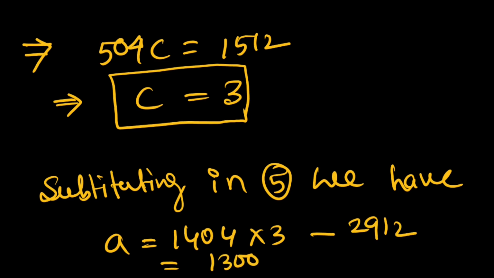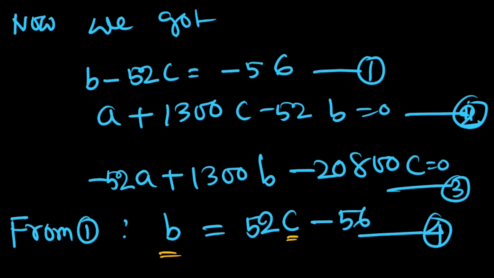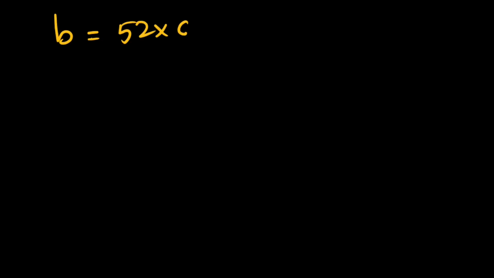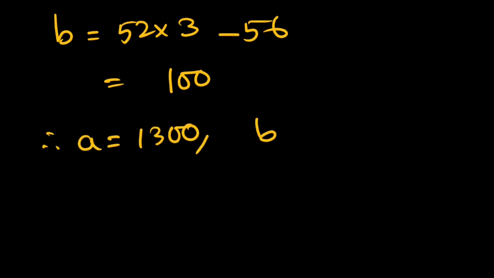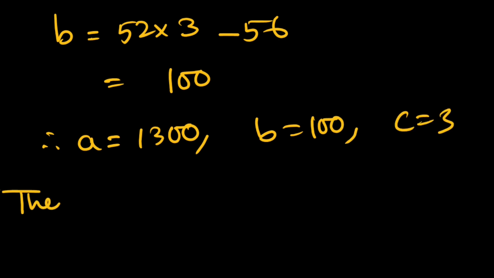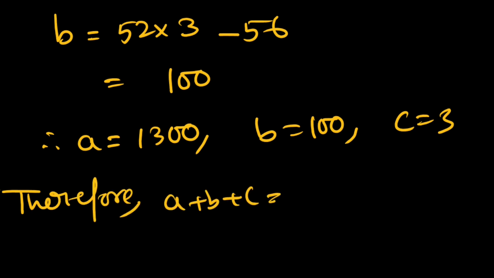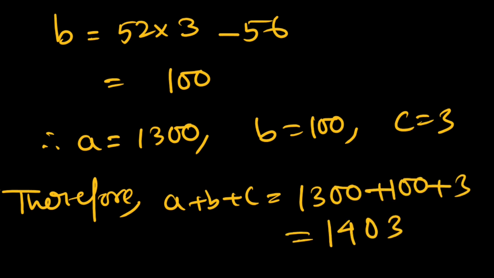Now the rest is b. See equation 4, b is equal to minus 52c, put the value of c, then we will get the value of b. b is equal to 52 times c, which is 3, minus 56. So multiply this, and we will get 100. Therefore a is equal to 1300, b is equal to 100 and c is equal to 3. Therefore the value of a plus b plus c is equal to 1300 plus 100 plus 3, that will be 1403. So option 3 is the correct answer.